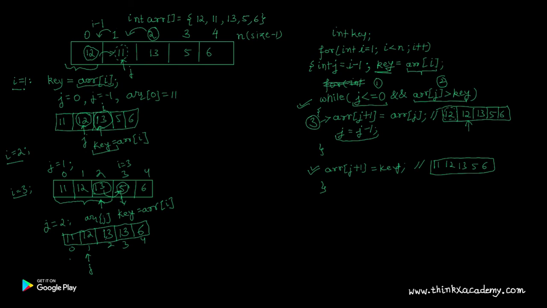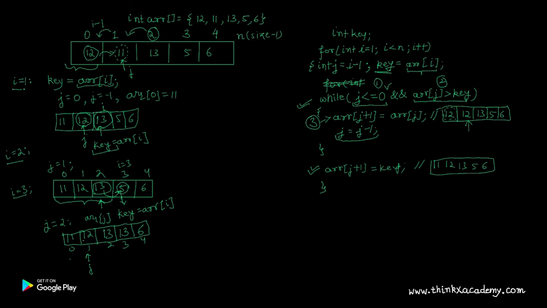So now we will again compare the value of j. So the value of j is greater than or equal to 0, so the first case is true. The second case says that the value at the j position, which is 12, should be greater than the key. So this is not true. So we are going to come out of the loop. So j will be here. So now what we will do is we will insert the key at array j plus 1 position.